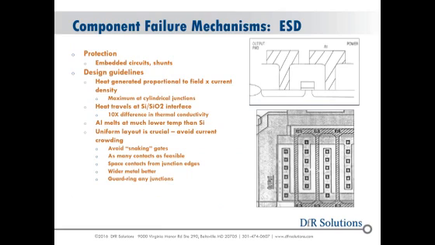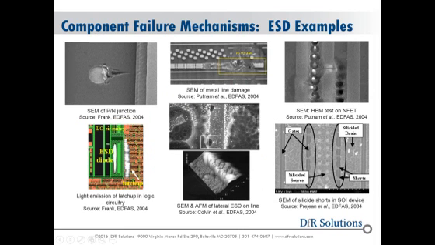Uniform layout is crucial. So you try to avoid current crowding situations in your design, eliminate snaking gates, and look at the spacing of contacts from junction edges. Look at guard rings and things of that nature to improve performance.